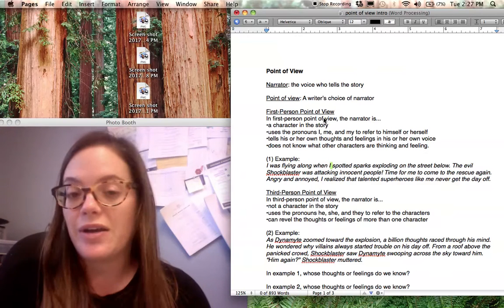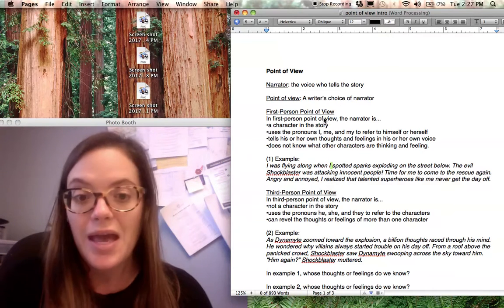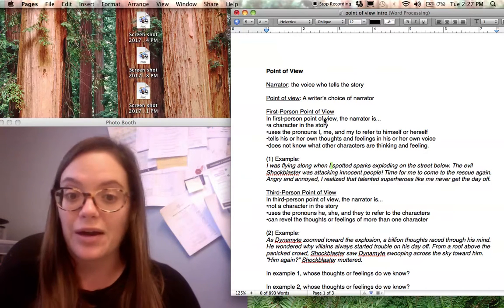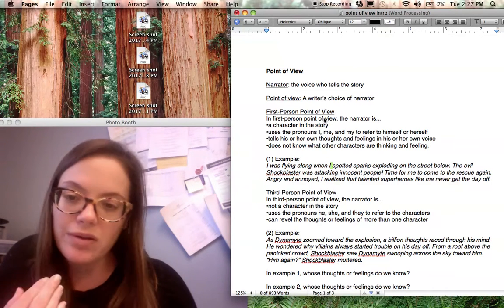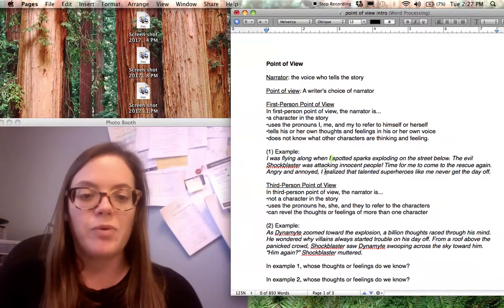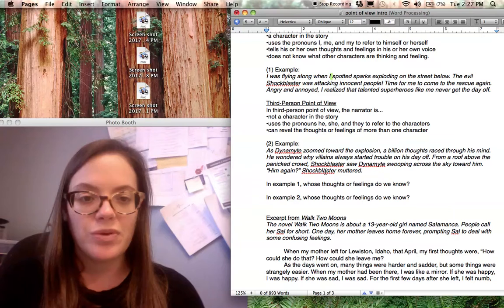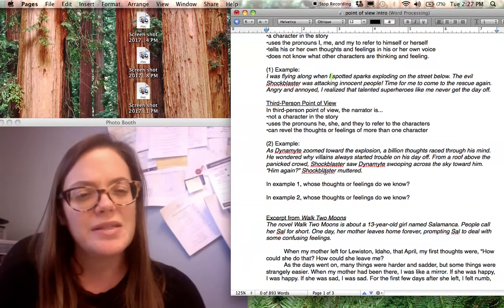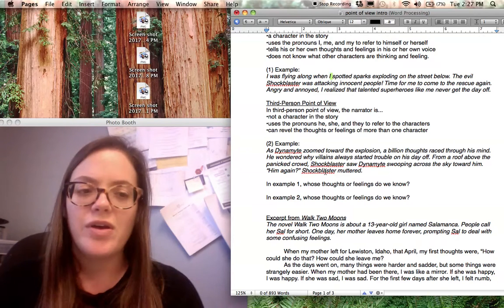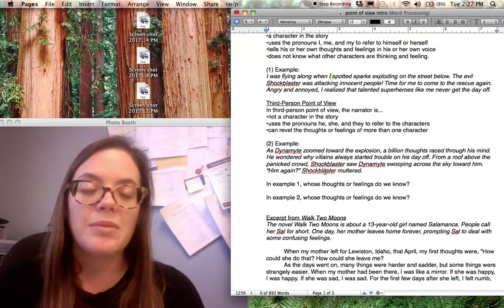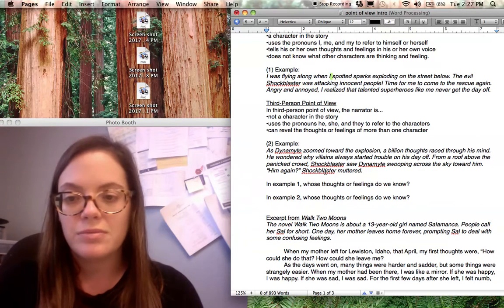Now third person point of view, on the other hand. In a third person point of view, the narrator is not a character in the story, and they use the pronouns he, she, and they to refer to all of the characters, and they can reveal the thoughts and feelings of more than one character. So an example: As Dynamite zoomed through the explosion, a billion thoughts raced through his mind. He wondered why villains always started trouble on his day off. From a roof above the panicked crowd, Shock Blaster saw Dynamite swooping across the sky toward him. Him again, Shock Blaster muttered.